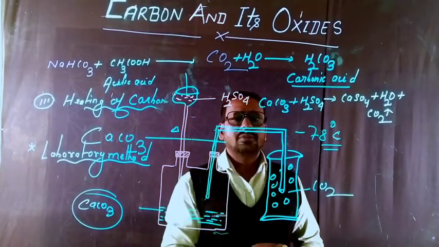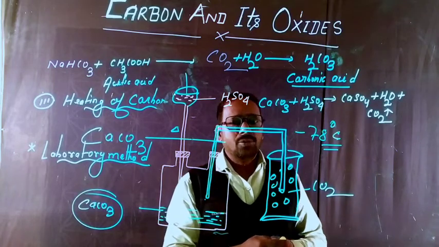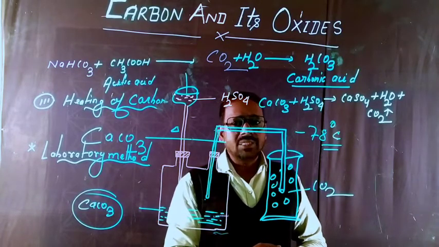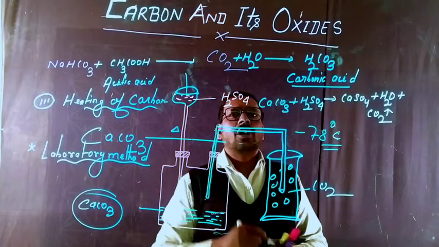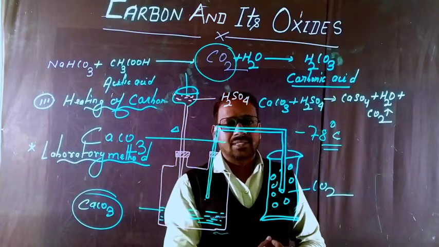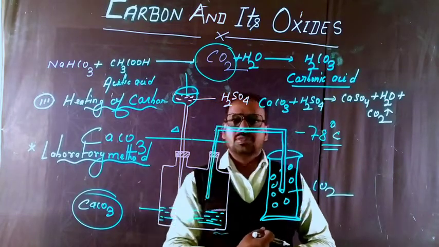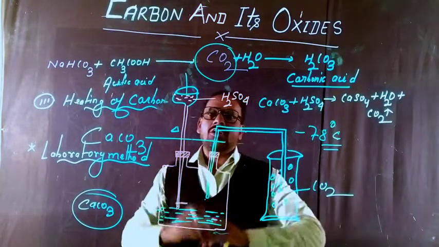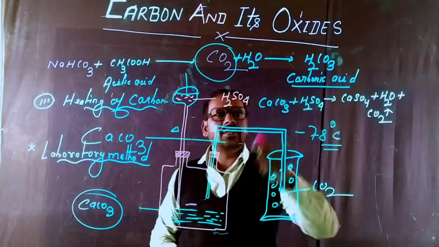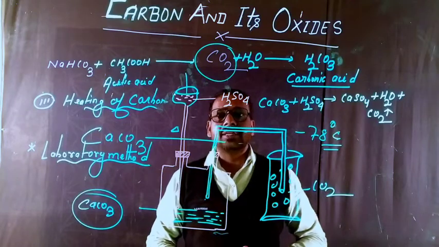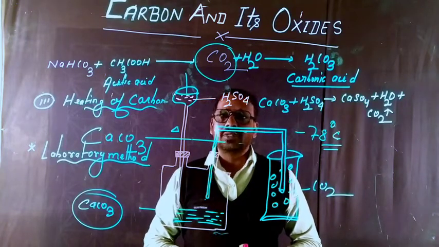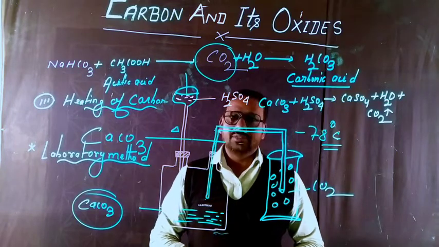When we put blue litmus, it turns red. Means the nature of carbon dioxide is acidic. And already we have discussed that non-metal oxides are acidic in nature. And we will get carbonic acid when it is dissolved in water. So these are the physical properties of carbon dioxide.